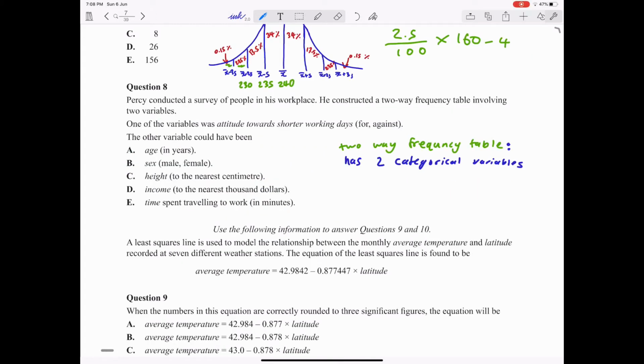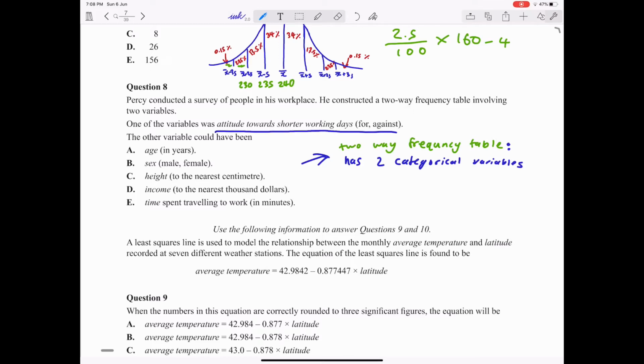Question 8. Piercy conducted a survey of people in his workplace. He constructed a two-way frequency table involving two variables. One of the variables was attitude towards working days, for or against. The other variable could have been. So basically, I've just written over here, a two-way frequency table always has two categorical variables. You should have that somewhere in your notes, that a frequency table will always have two categorical variables. So the first categorical variable was attitude towards working days, for or against.